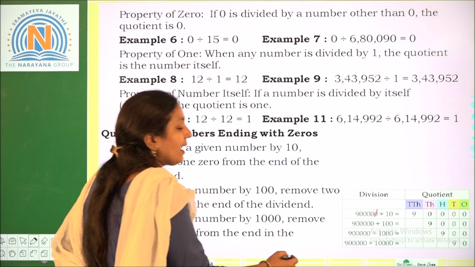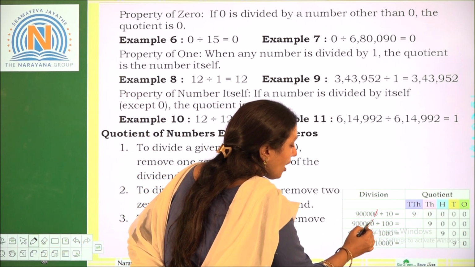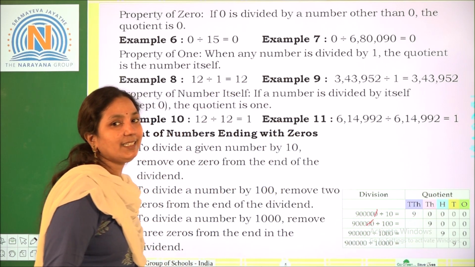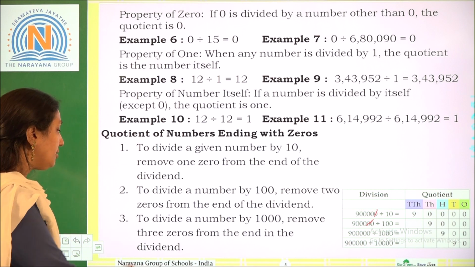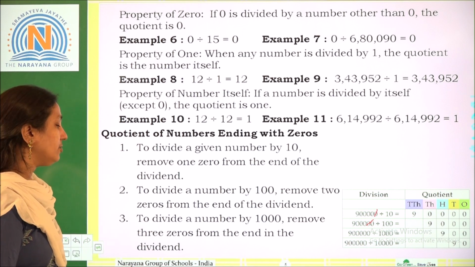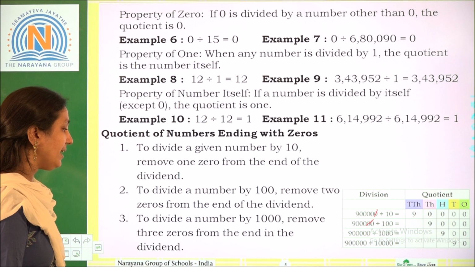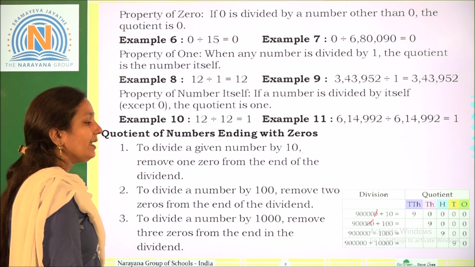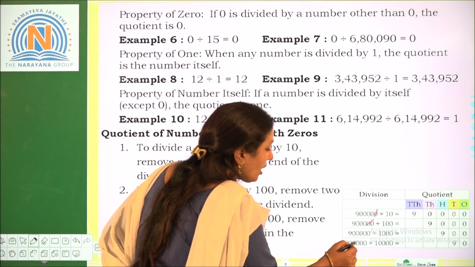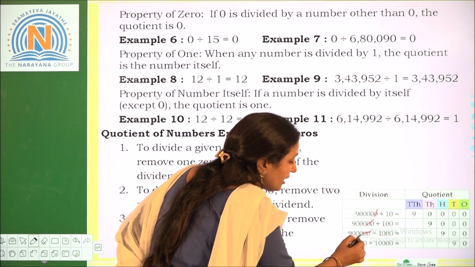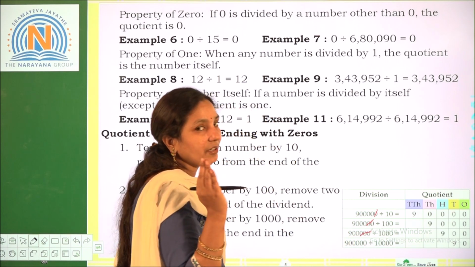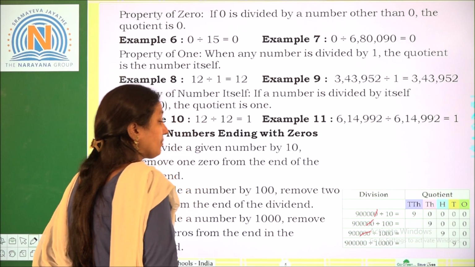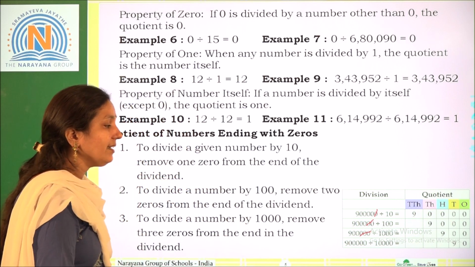Like to divide a number by 100, remove 2 zeros from the end of the dividend. So 9 lakh divided by 100, you have to remove 2 zeros. You will get 9,000 as the quotient. To divide a number by 1000, remove 3 zeros from the end of the dividend. So 9 lakh divided by 1000, you have to remove 3 zeros. So you will get 900.